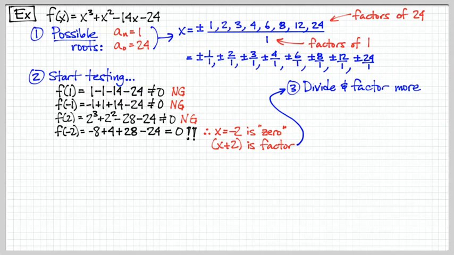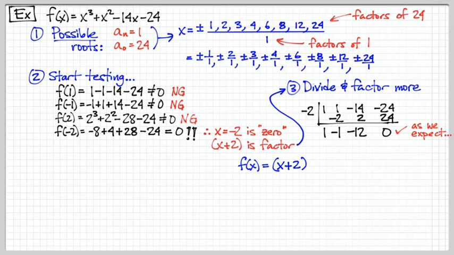Now, at this point, we divide and we factor it some more. So we take this, x plus 2 here, we put it into our synthetic division and run through, and we get 0 as we expect. And this leads to our quotient term that we're going to fill in right here. So we have x squared minus x minus 12.